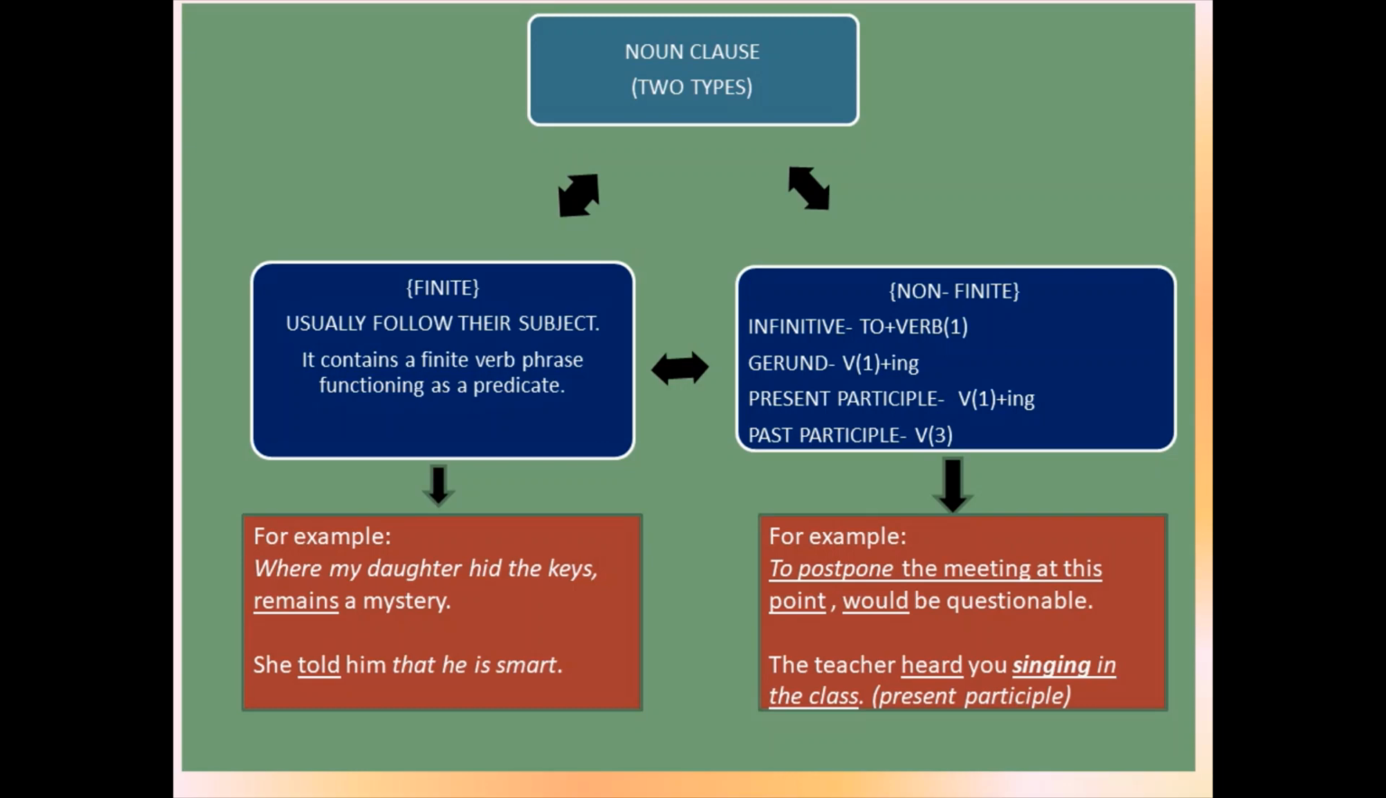Now the second one. Verb, would. The third thing, ask the question what? What would be questionable? To postpone the meeting at this point. Noun clause. Simple. Got to the answer? Don't have to work too much on it. Don't keep thinking each and everything. Just these 3 simple steps. Give me any sentence. I'm ready for the answer. Why? Because I know that first I have to find the subject-verb combination.